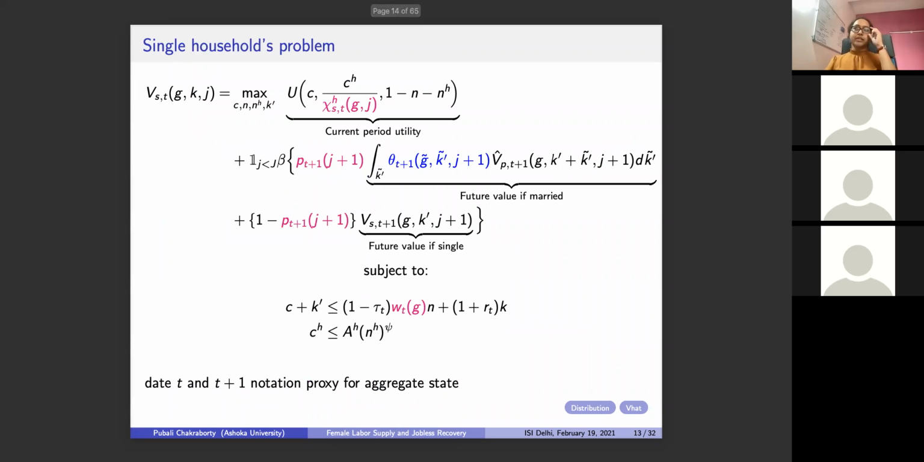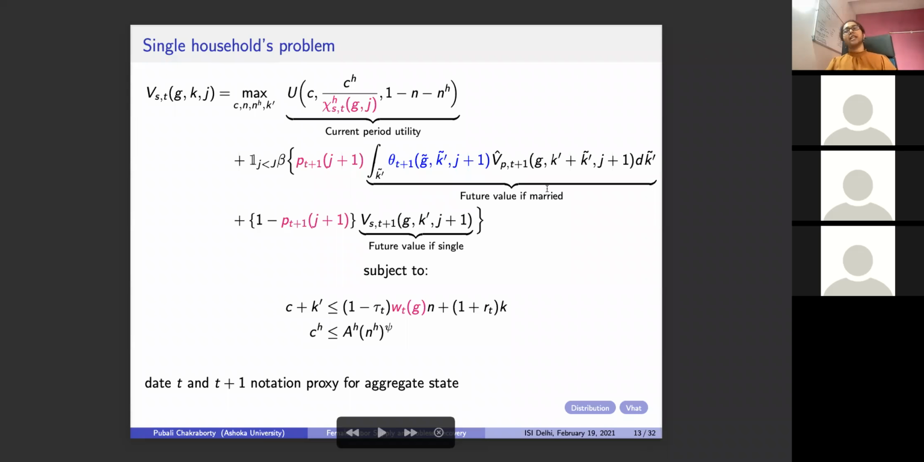So let me show you some Bellman equations. For the single household's problem, single households differ with respect to their age, their gender, and their wealth level. They choose how much to consume, how much labor to supply to the market, how much labor to supply at home to produce childcare, and how much to save. And this is their current period utility. And their future utility is basically a weighted sum of these 2 future values.